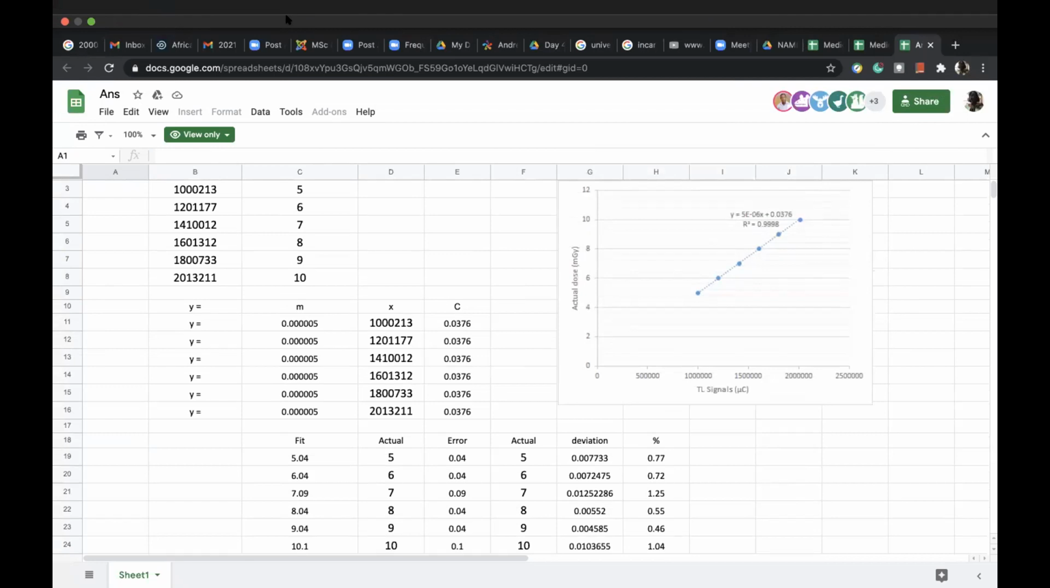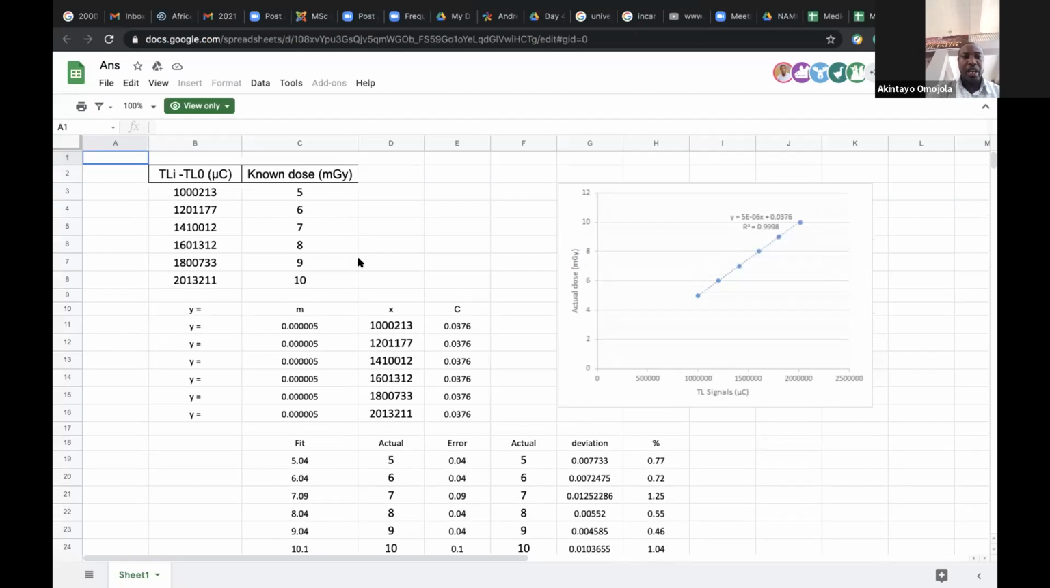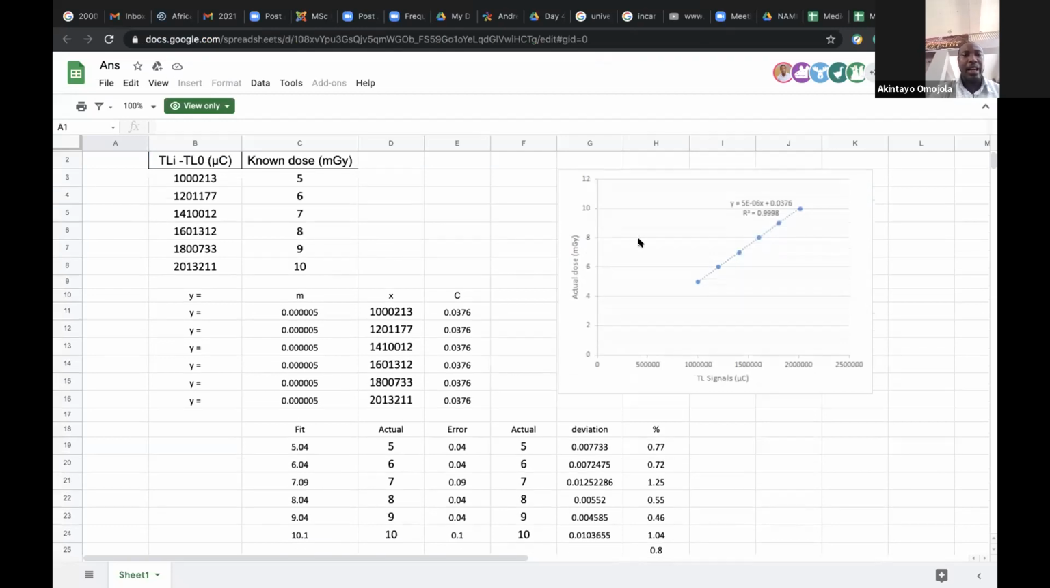Yes. And I think from the screen we can clearly see the Li minus TL naught. That is exactly what is in our question. Now let us move to the other side. We can see the line graph, which is the line graph of our actual dose in milligray against the TL signal in microcoulombs.